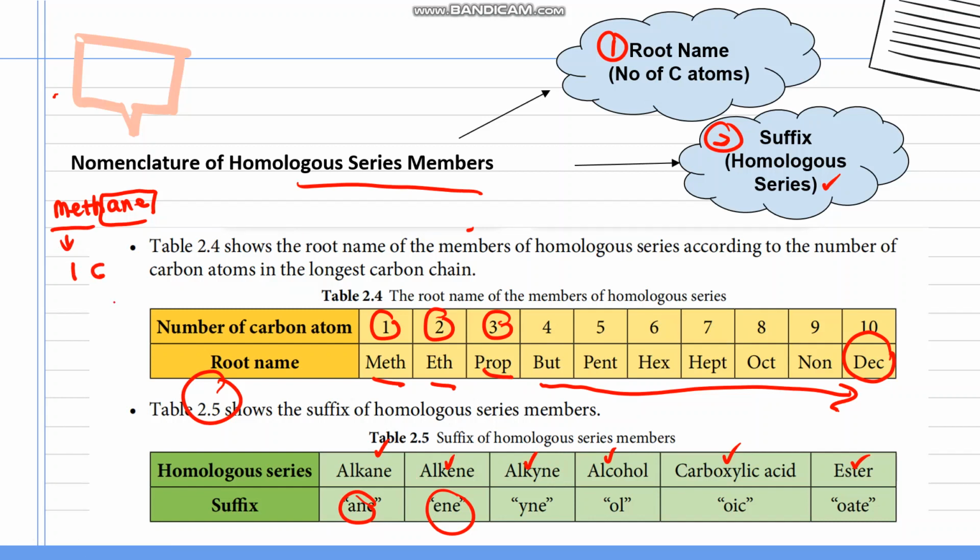Then for alkene, say I have one example, which is propene. Based on the suffix, you will know that the homologous series is alkene, and PROP indicates that there are 3 carbon atoms in the alkene.